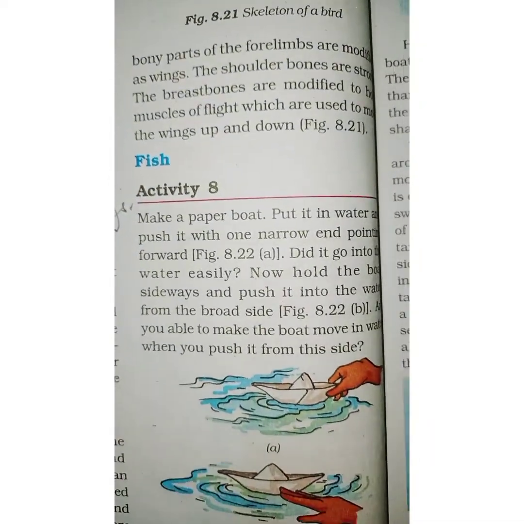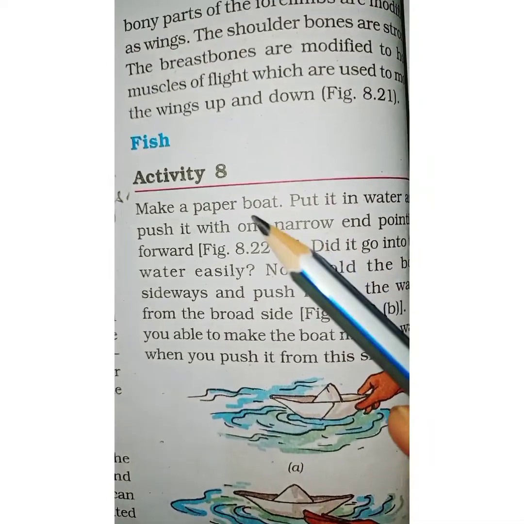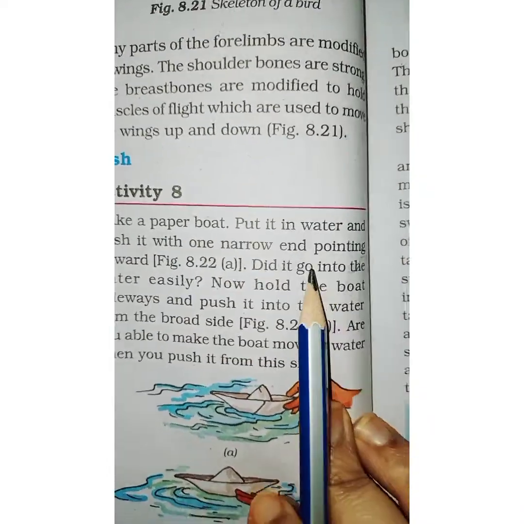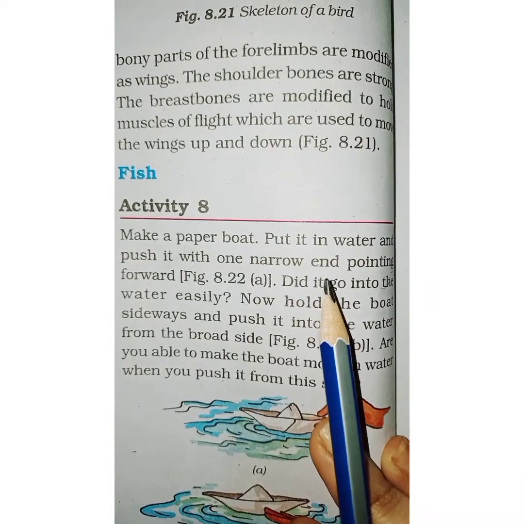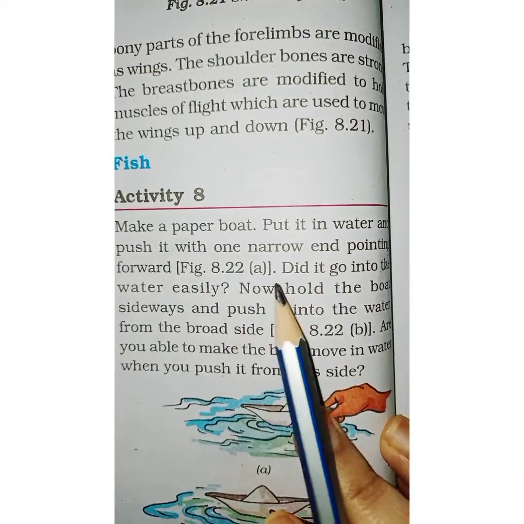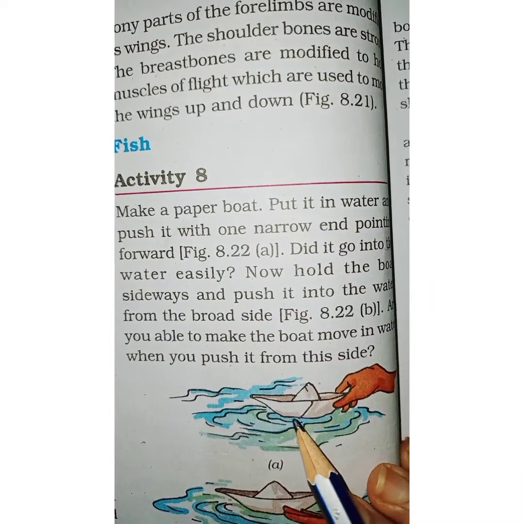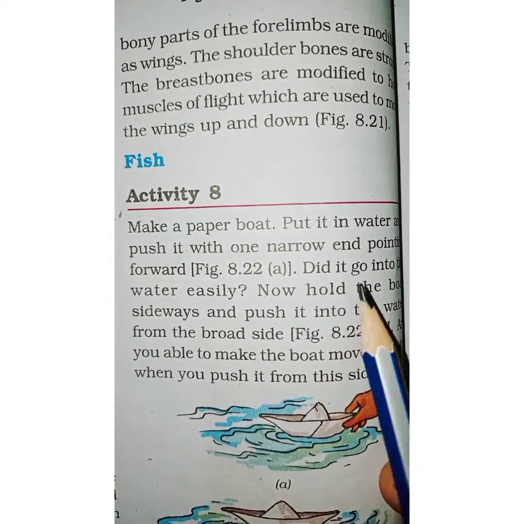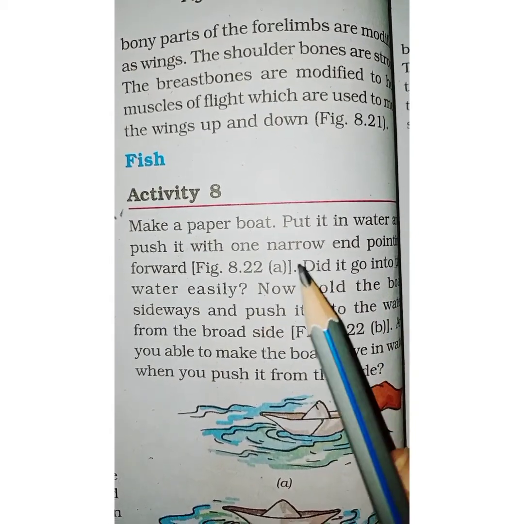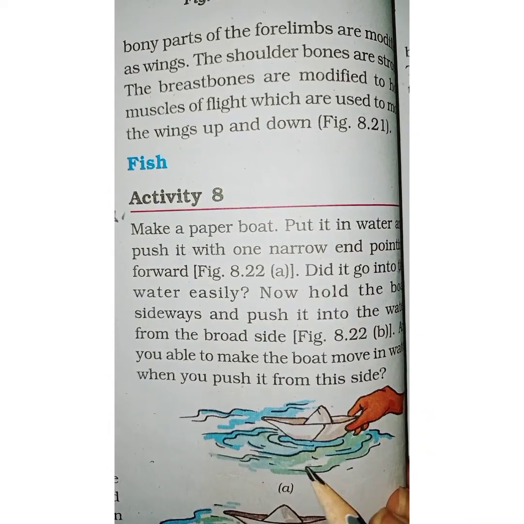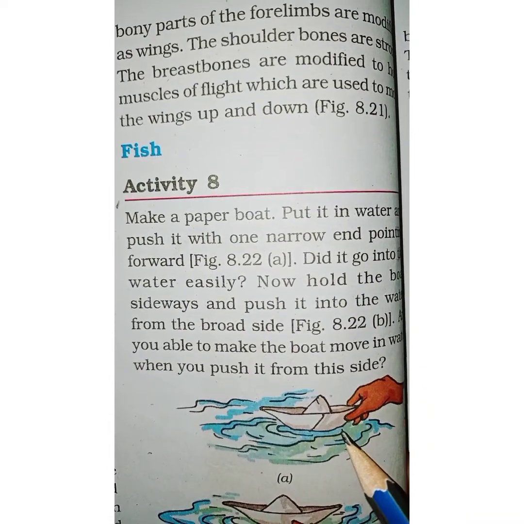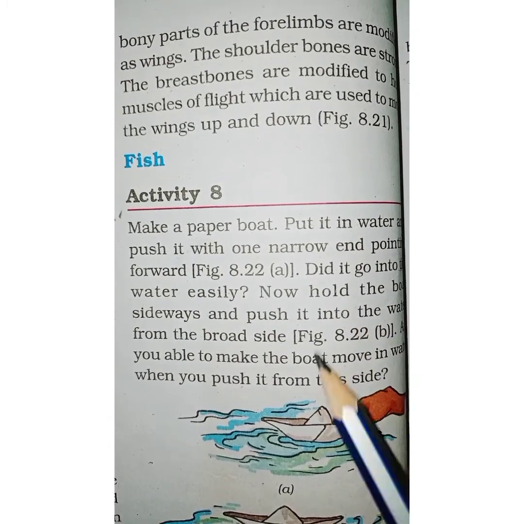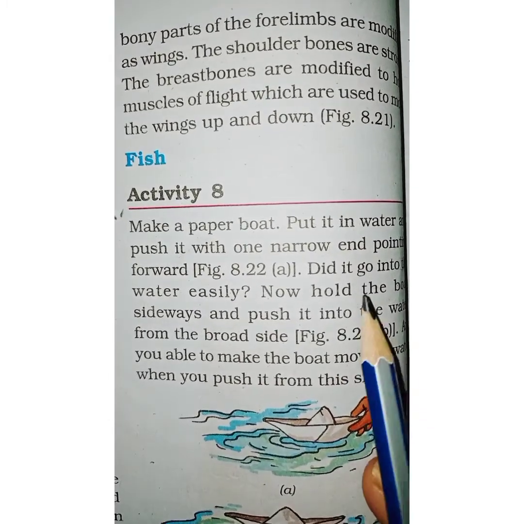So the next one is the fish, the activity 8. Make a paper boat, put it in water and push it with one narrow end pointing forward. As all of you know how to make this boat, this is what is asked to do. So put it in water and push it with one narrow end pointing forward. As you can see in this figure, you have to push it with one narrow end pointing so that it takes the forward direction.